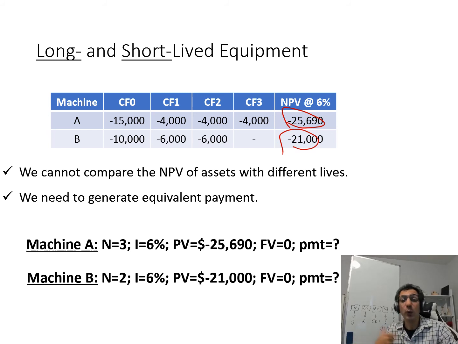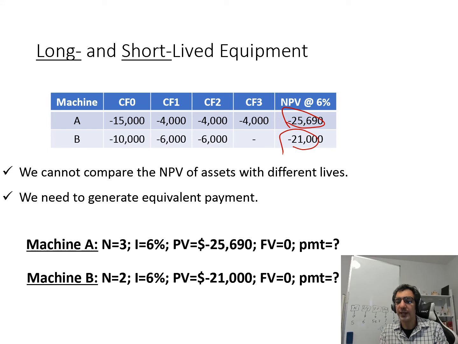What we do, we'll go with the equivalent annual cost. So I'm using my financial calculator. You have all the numbers here. So for machine A, your N here is 3. It's a 3-year project. Your I is 6. The present value is 25,690. The future value is 0. You calculate the payment. So that's what we do for machine B as well. We do the same thing for machine A. So let's do this for both machines to see what is the equivalent payment.